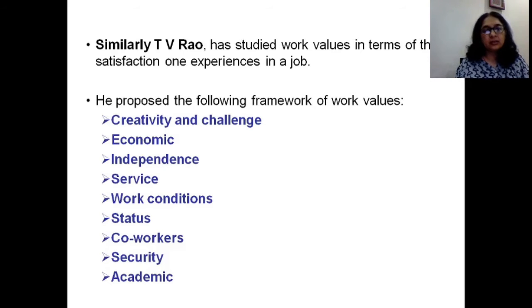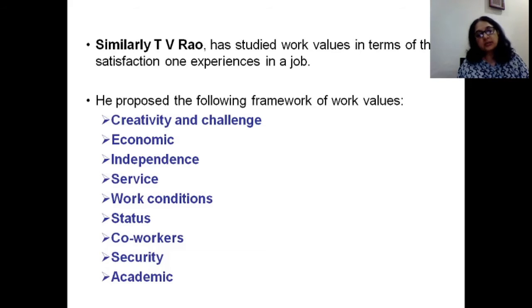Then some people value economic, that is, they look for more efficiency and effectiveness in their work. Then independence may be very valuable to some people, and they don't like being closely monitored. Then service, some people like to serve others. Then work conditions, like some people look for facilities in the place where they are working, for example, a proper place to sit, a workstation, computer, and other facilities. Then some people value status and authoritative position, prestige, and the status symbols and so on.